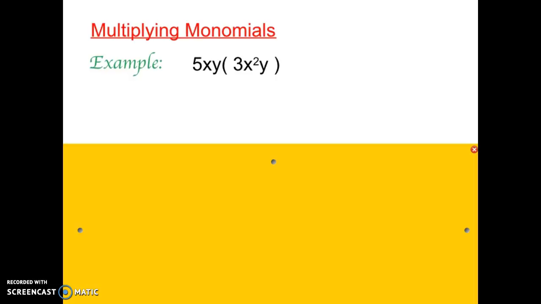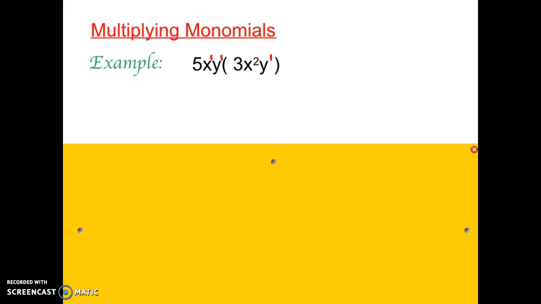So that brings us to what we want to do. We want to be able to multiply monomials. My first recommendation is to look at the variables. If there's not an exponent written with each variable, fill in a 1. So for that 5xy in front, let's put a 1 with both the x and the y. And in that 3x squared y, let's put a 1 with the y.